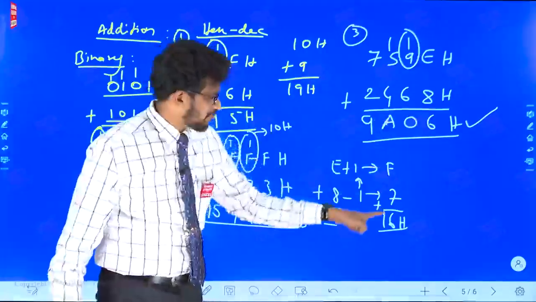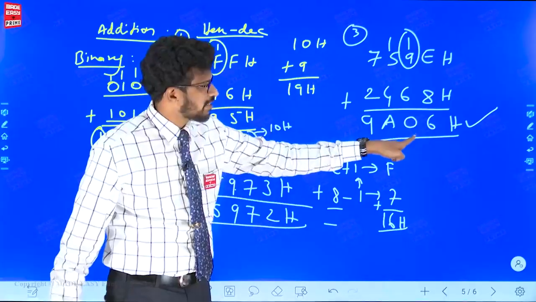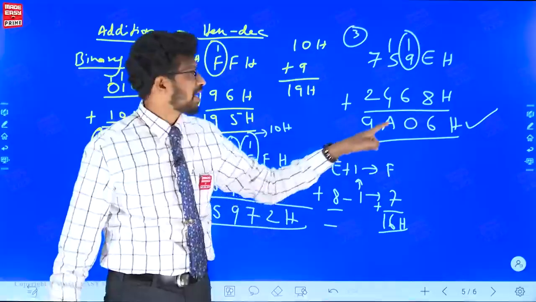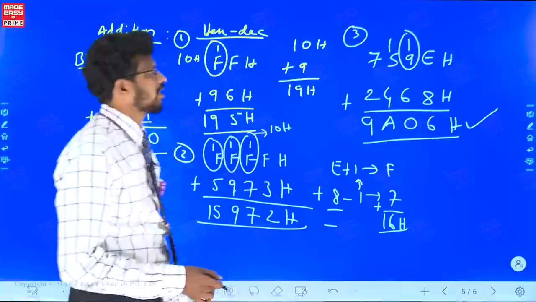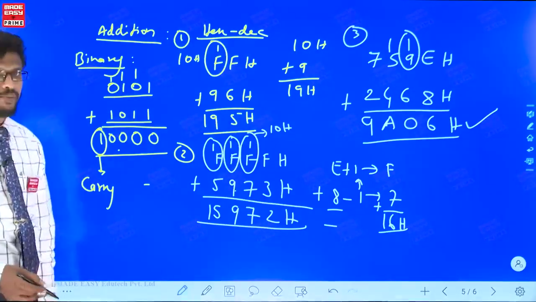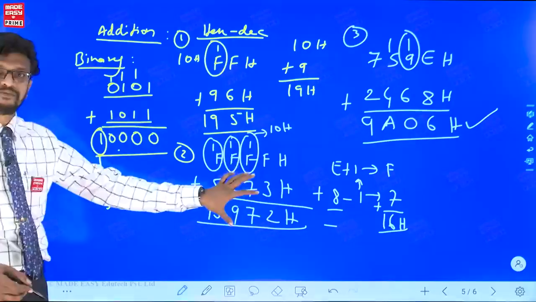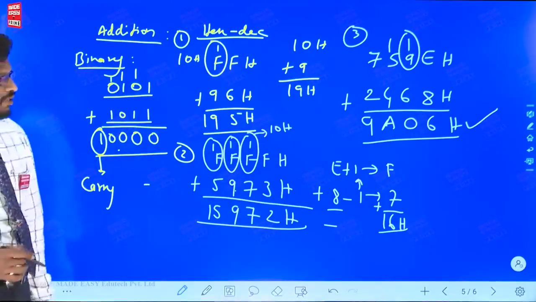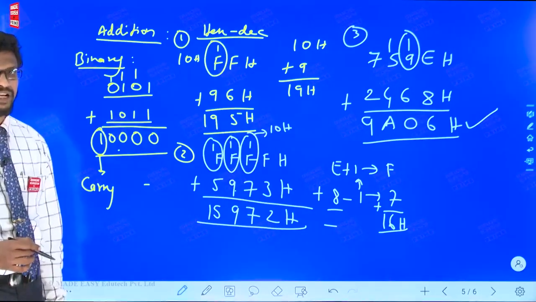E plus 8 is F plus 7, that is 16H. 6, 1 carry. 10 plus 6 is 16, hexadecimal 10H. 0, 1. 6 plus 4 is 10. 10 in decimal, we write as A. And 7 plus 2 is 9. Like this, we can solve the data in a simpler way. So you have to practice further how to solve the problems. I hope you have understood all the 3 examples we have discussed with respect to hexadecimal numbers. Fine. This is all about addition, how we perform it directly in hexadecimal numbers.